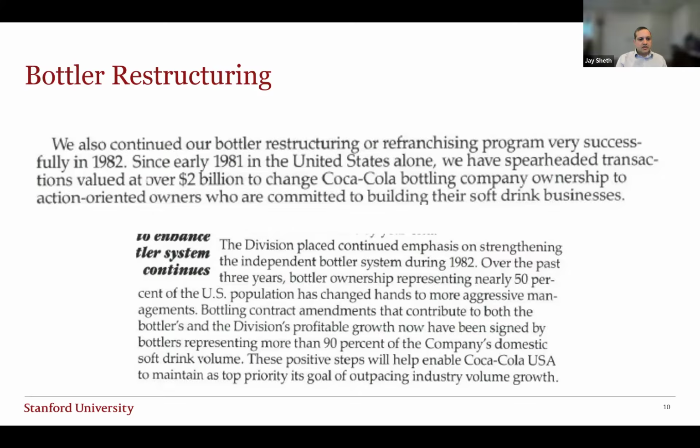And you can also see that they say the bottling contract amendments that contribute to both the bottlers' and the division's profitable growth now have been signed, with bottlers representing more than 90% of the volume. So basically, they were improving the terms of their sales, and it was to give Coca-Cola more flexibility in terms of controlling and raising price.